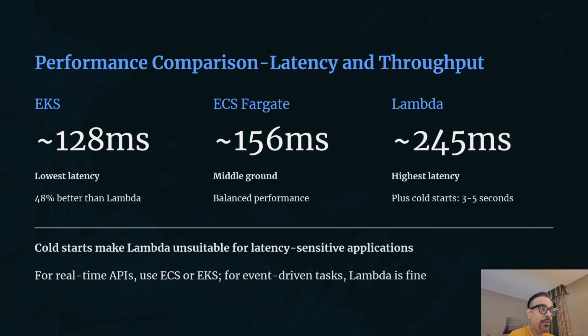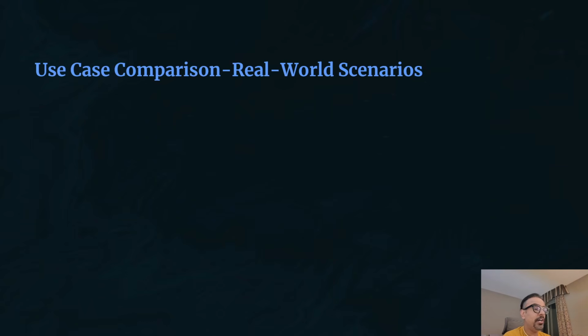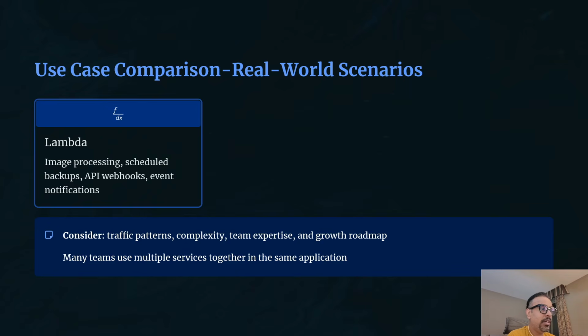And here's the practical rule. If your application needs consistent, fast responses, use ECS or EKS. If it's event driven and users aren't directly waiting, Lambda is fine. Let me paint a realistic scenario for you to understand this better. Use Lambda when you're building a photo sharing app where users upload images. When an image uploads to S3, Lambda automatically processes it, resizes it, puts the watermark, optimizes it, and saves the result. No servers running. Lambda cost is in pennies per month for this operation.